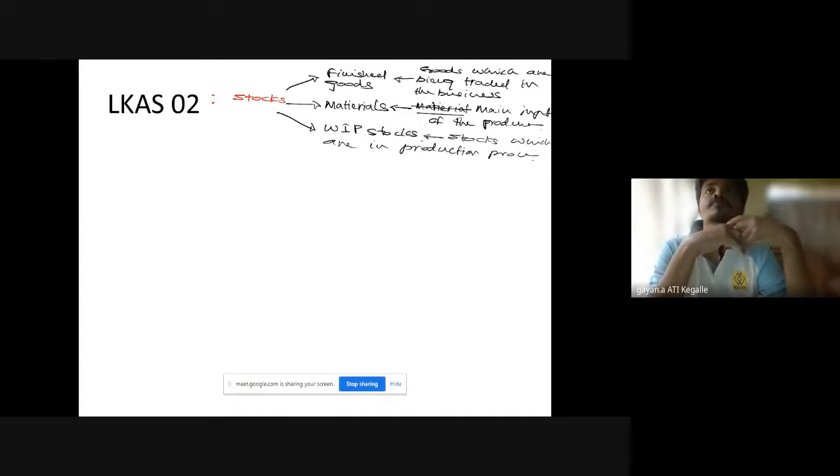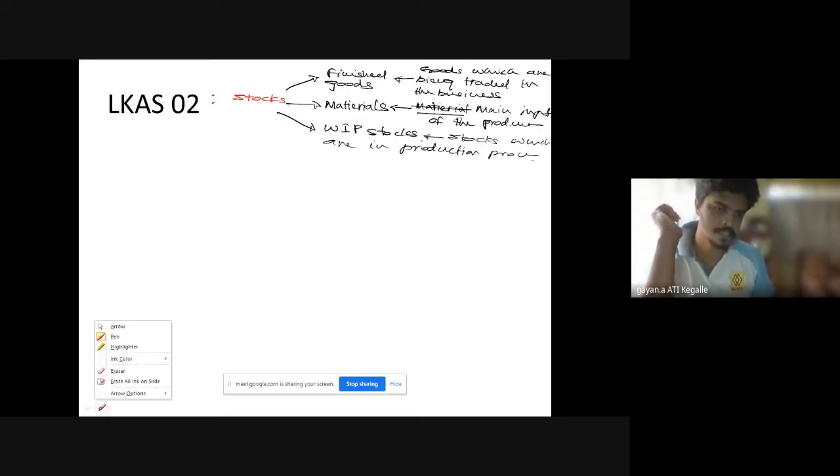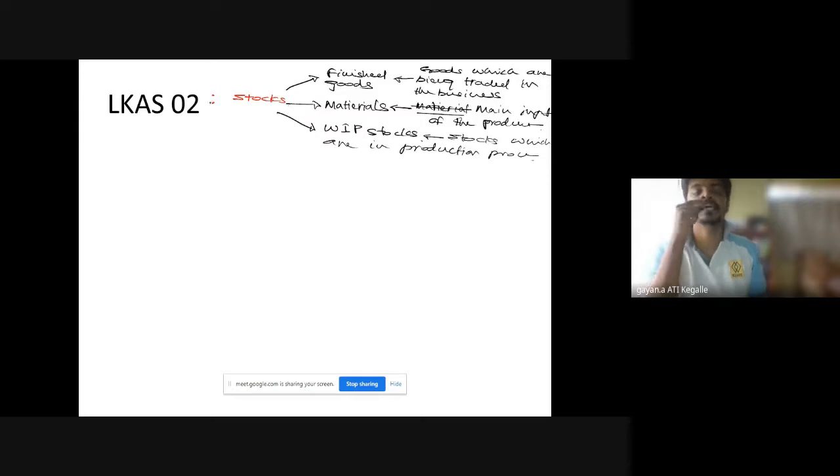Okay, that is one main thing which is available in case of stocks. In addition to that, another very important thing which has disclosed in the LKS 2 is valuation of stock. Valuation of stocks.